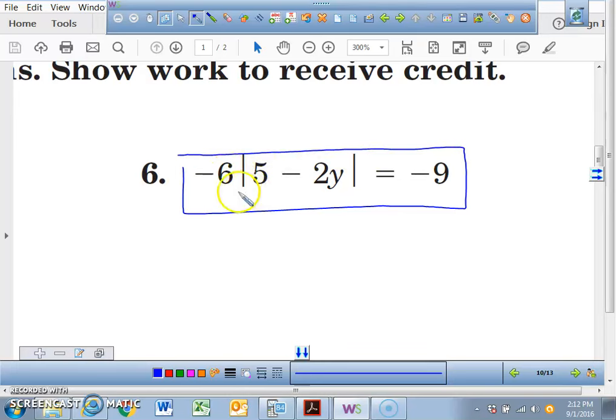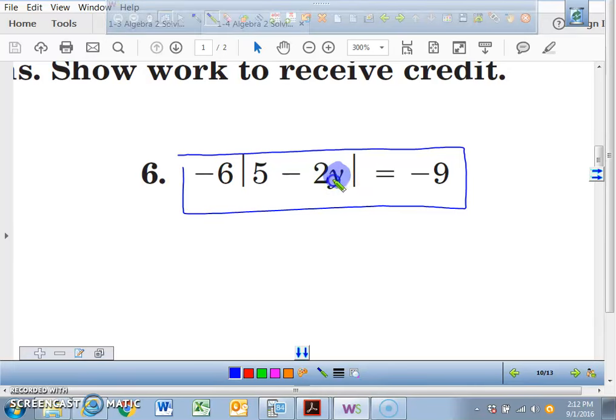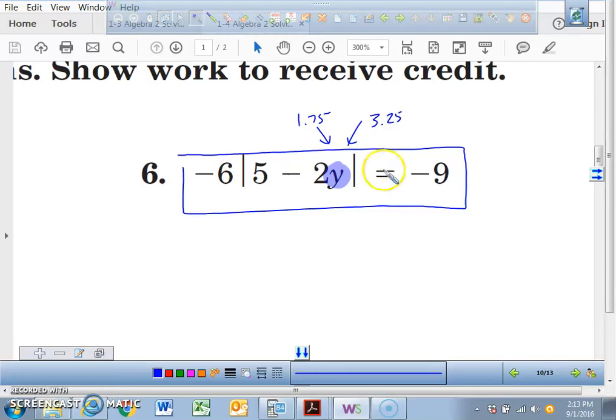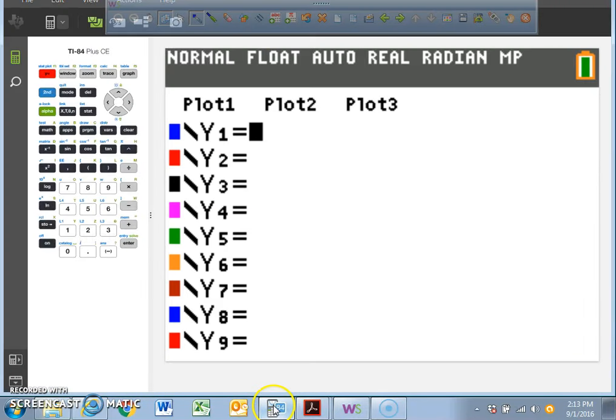Okay? So we're hoping that when we plug our answers for y in right there, and what were our two answers? One of them was, let's see, it was a 1.75, and the other answer we could plug there would be a 3.25. That would and should get us equal to a negative 9. So let's turn our graphing calculators on. All right, you can do this by hand. I'm just showing you how to use the graphing calculator if you wanted to. Got to get it to your normal screen.